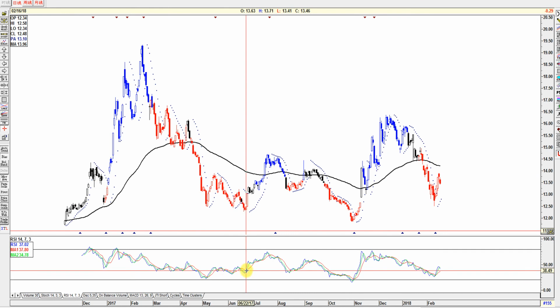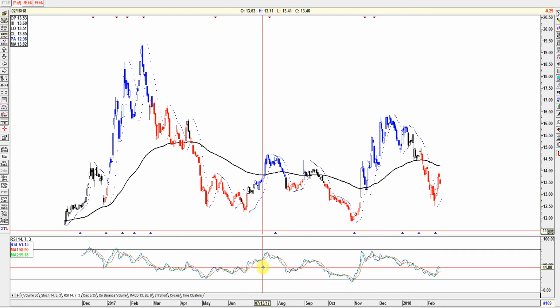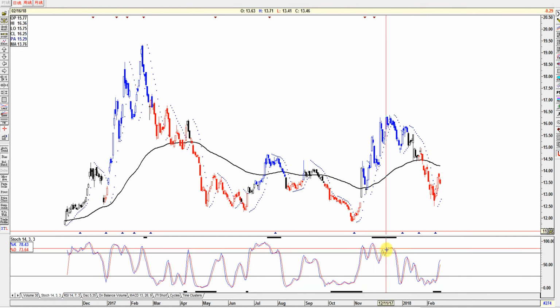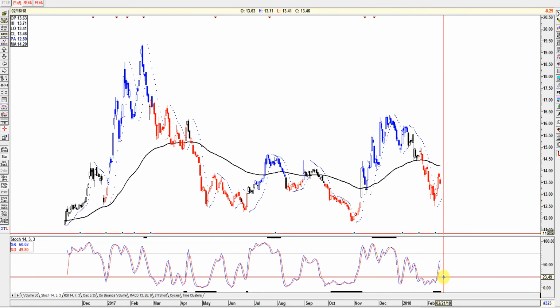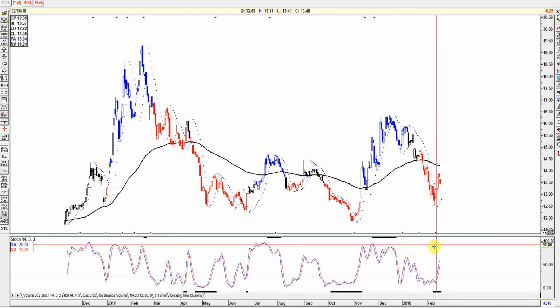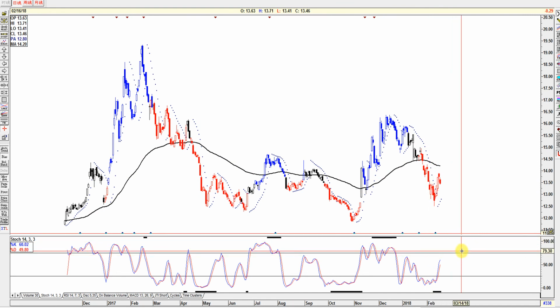Got a nice pop here, but it was divergent, so that was good. That's it. Stochastics selling off here. It looks like it could be a swing bottom, but I'm leaning more that it's probably gonna be somewhere around here.